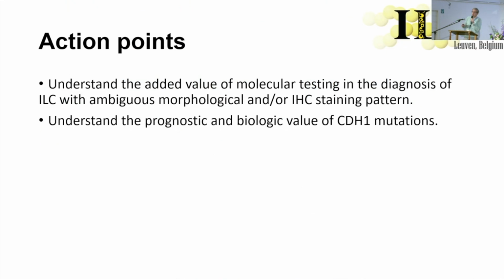So the action points, based on the genomics: we will need to understand the added value of molecular testing in the diagnosis of lobular carcinoma with ambiguous morphological and/or immunohistochemistry staining patterns. And of course, we need to understand the prognostic and biologic value of cadherin-1 mutation. I'm sorry, I forgot to put it in italics, but this is a gene.